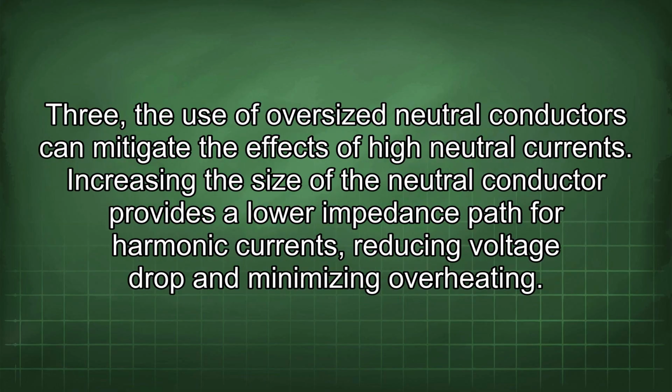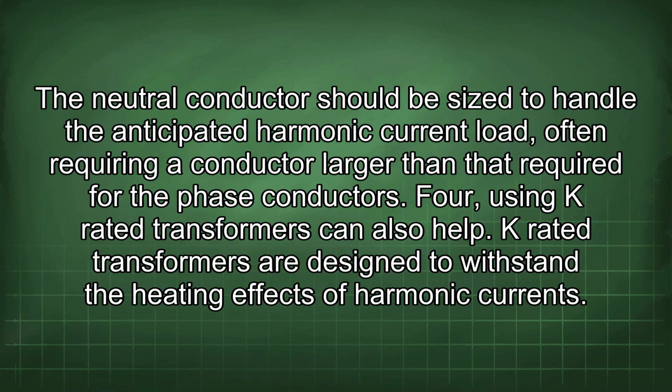3. The use of oversized neutral conductors can mitigate the effects of high neutral currents. Increasing the size of the neutral conductor provides a lower impedance path for harmonic currents, reducing voltage drop and minimizing overheating. The neutral conductor should be sized to handle the anticipated harmonic current load, often requiring a conductor larger than that required for the phase conductors.